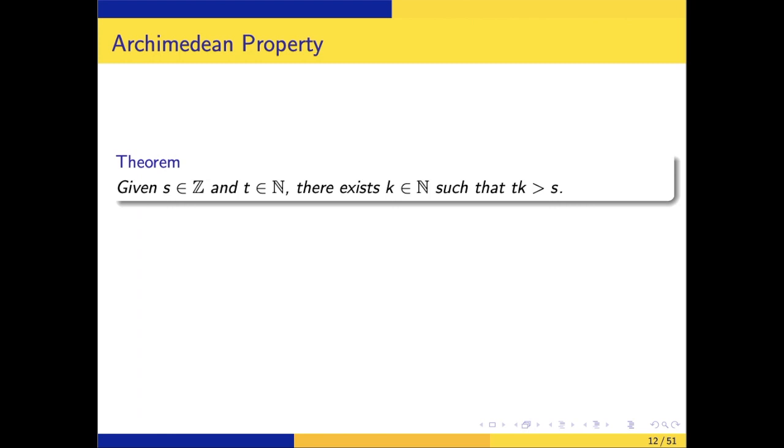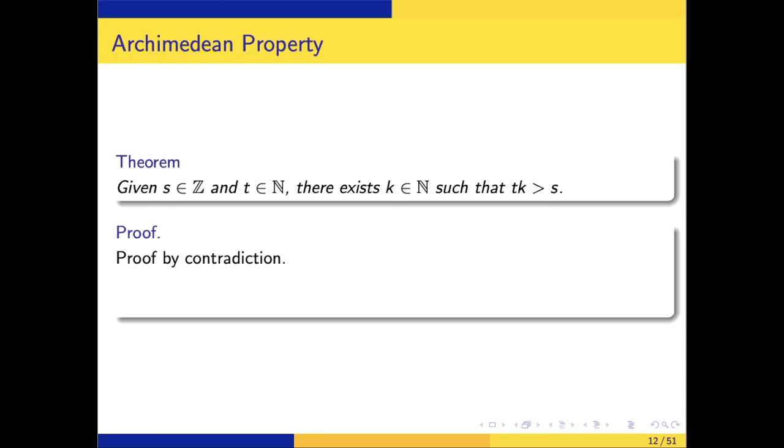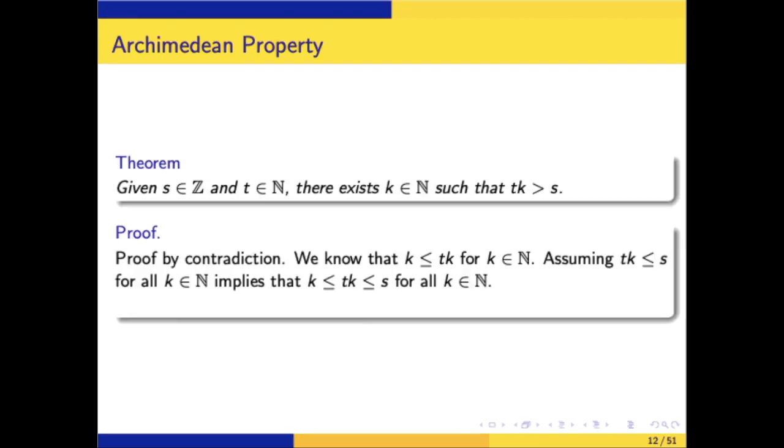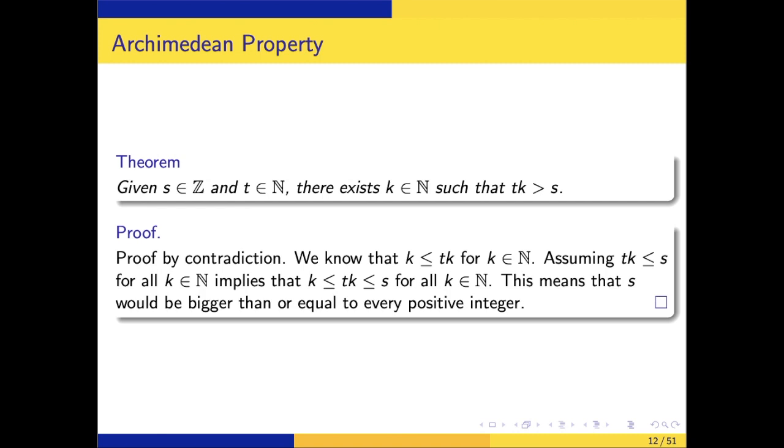There's another important fact that we have to look at, which is the Archimedean property. It says that given an integer s and a natural number t, there exists a natural number k such that tk is greater than s. Again, we prove this by contradiction. We know that k is less than or equal to tk for all natural numbers k. Assuming that tk is less than or equal to s for all natural numbers k implies that k is less than or equal to tk, which is less than or equal to s for all naturals. This means that s would be bigger than or equal to every positive integer, again a contradiction.